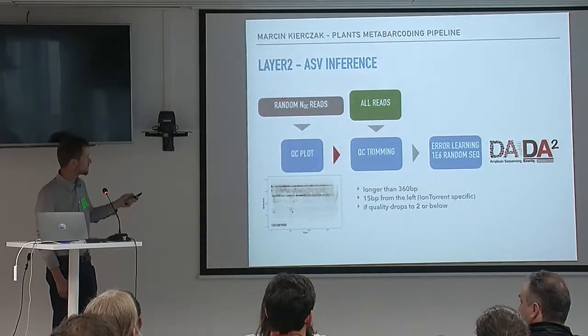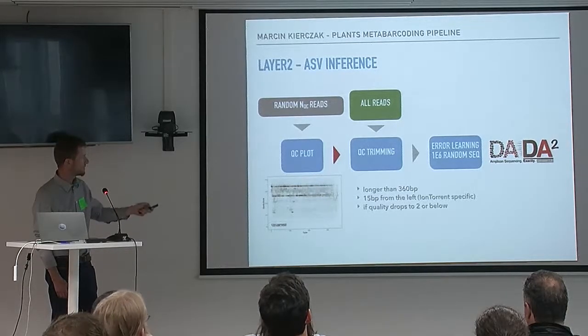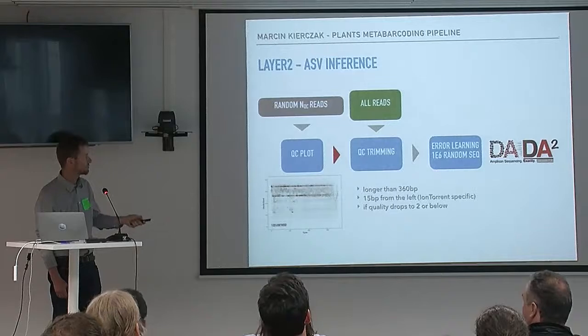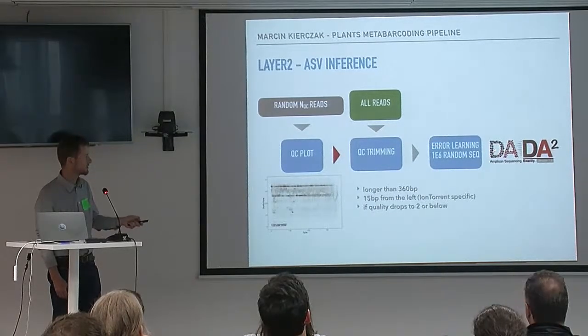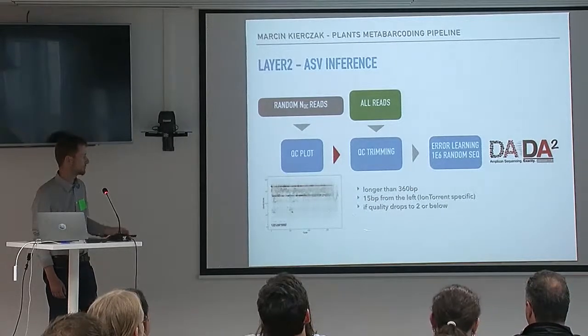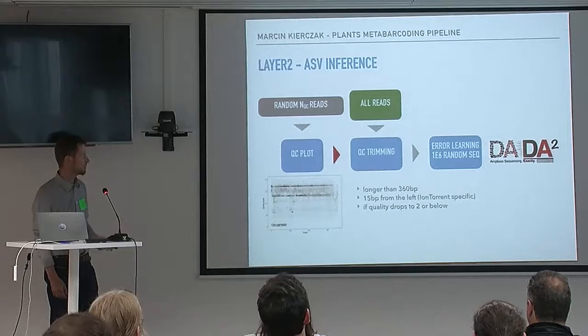So, as I said, it was a random subset of reads for quality control plots. When we use this information from this step, we are doing trimming on all the reads based on the qualities. And then we proceed to the error learning step.